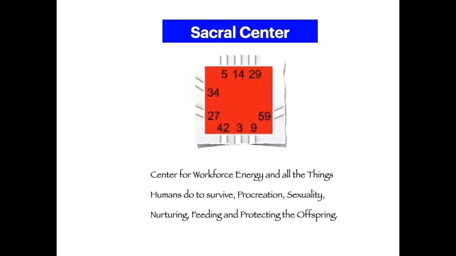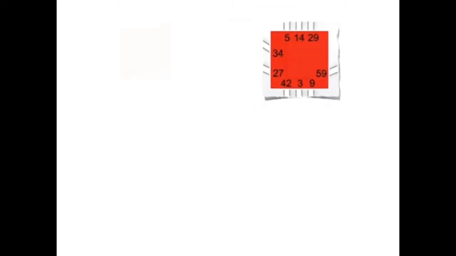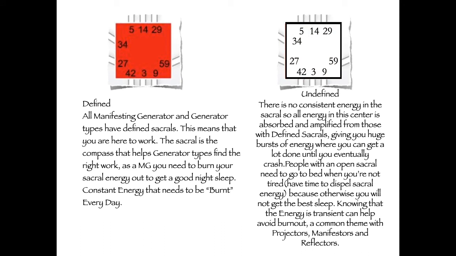So let's look a little bit more at the difference between the defined and the undefined sacrals. When you have a defined sacral, you're always going to be a generator or a manifesting generator. That means you're going to have an infinite amount of battery energy, or as much energy as you need. The whole thing about having a defined sacral is that in order to get a good night's sleep, you need to burn that energy off. You need to be busy all day, do all the things you need to do. Then at the end of the day, you have a nice sleep, and you wake up again with a brand new full battery ready to go again. There's always this constant supply of energy that's ready to be burnt every day.